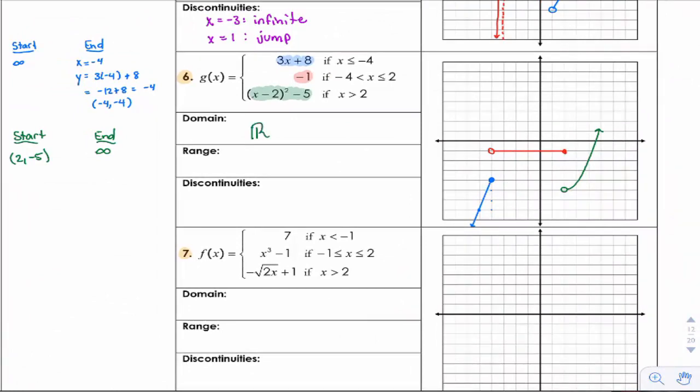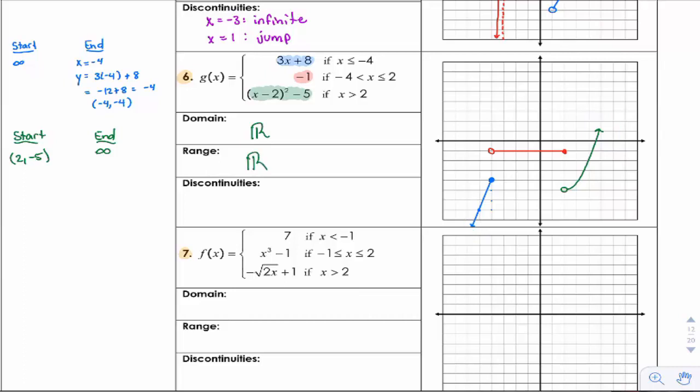Your range, we're going to have a similar situation here as well. Notice it goes down forever and it does go up forever. Now you want to see, is there a break in between, like some sort of gap between your graphs? And if you look at it, it's not happening. So there's no gap at all on your range, so your range is all real numbers.